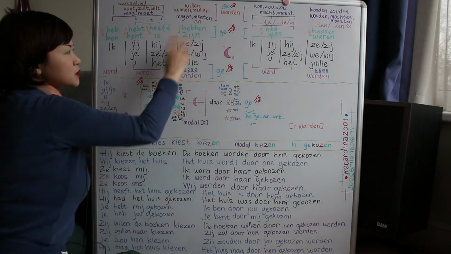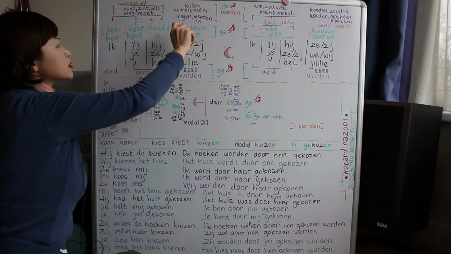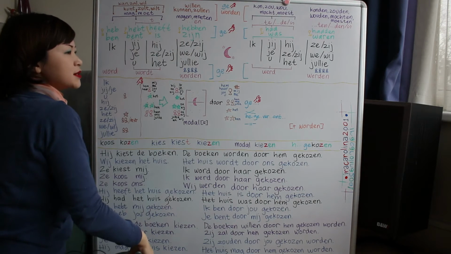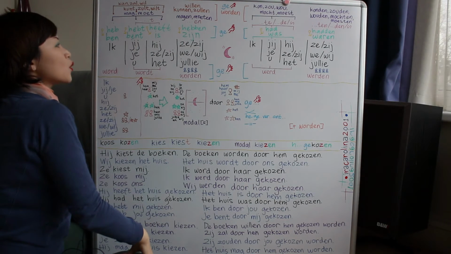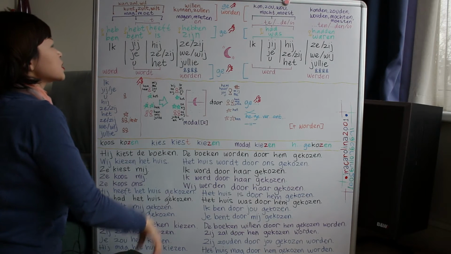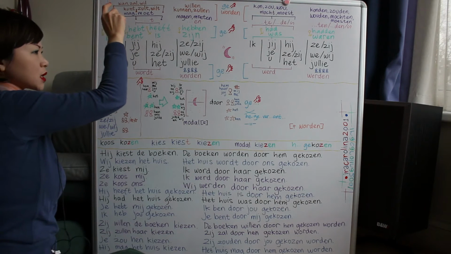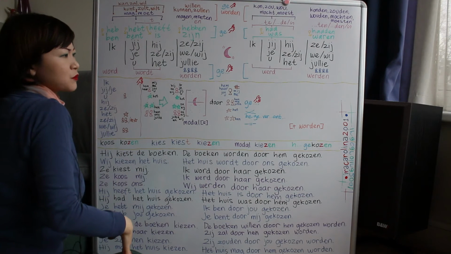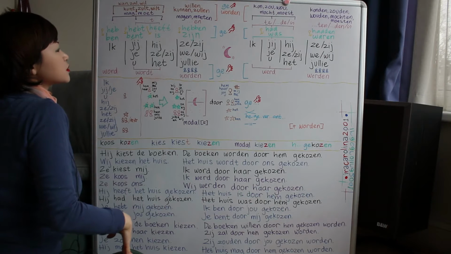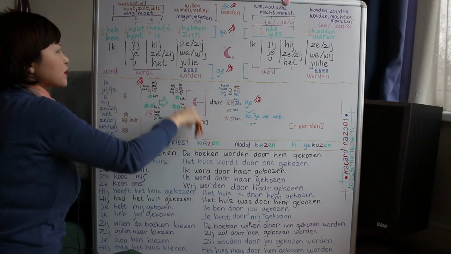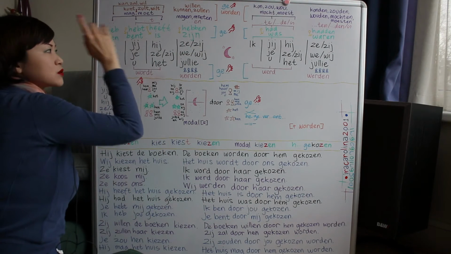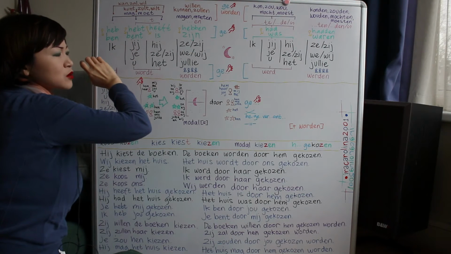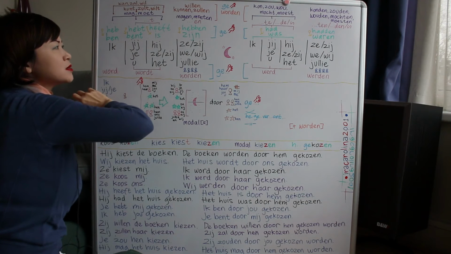For a subject that consists of more than one, we use willen, kunnen, zullen. And there are also modals mag, which means may, or moet, must. It's only divided into two classifications. For a subject that consists of one, we use mag, moet. For a subject that consists of more than one, we use mogen, moeten.